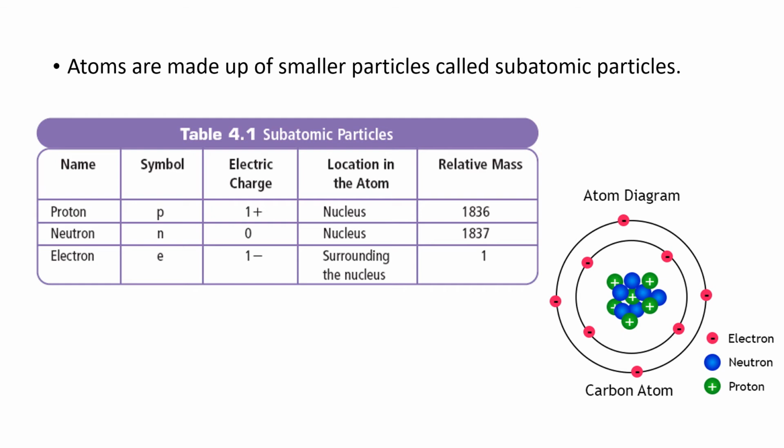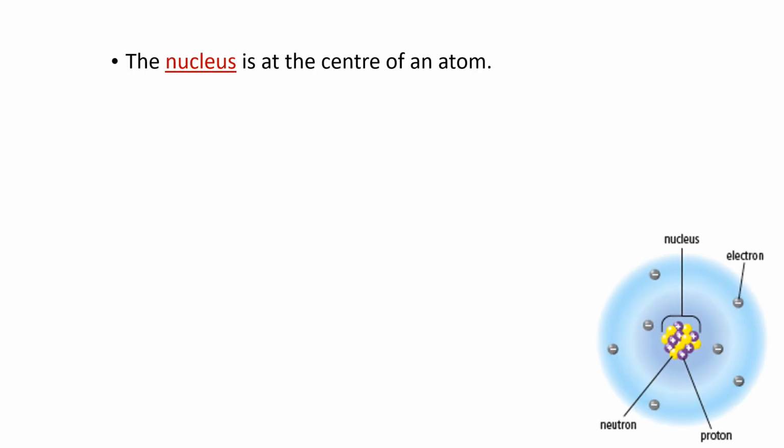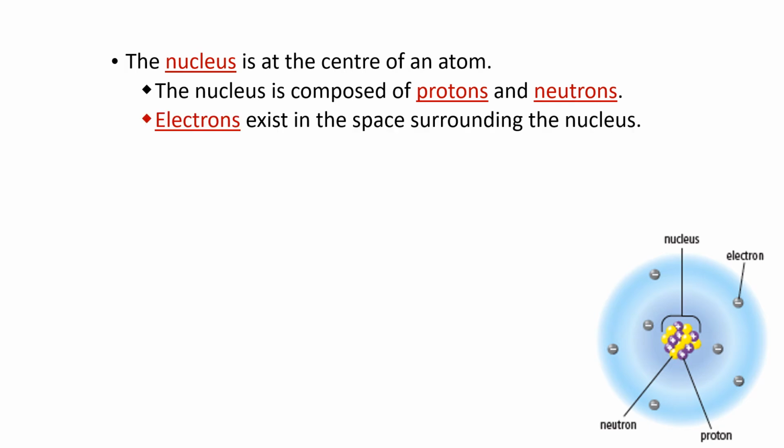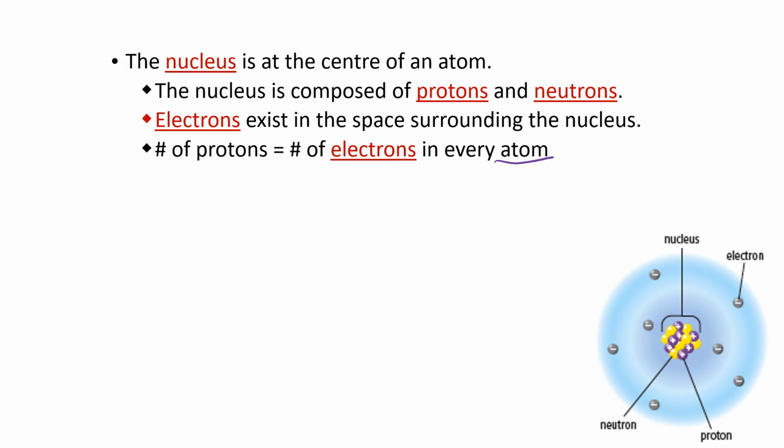So our diagram of our atom, we've got our neutrons in blue and our protons in green in the nucleus, and then in red we've got our electrons surrounding it. The nucleus is the center of the atom. It's comprised of both protons and neutrons, and then electrons exist in the space surrounding the nucleus. The number of protons is equal to the number of electrons in every atom. Not all the time, but if it is an atom, then all the time. They're not always equal if it's an ion, can't be equal if it's an ion, but if it's an atom, they are always exactly the same thing.